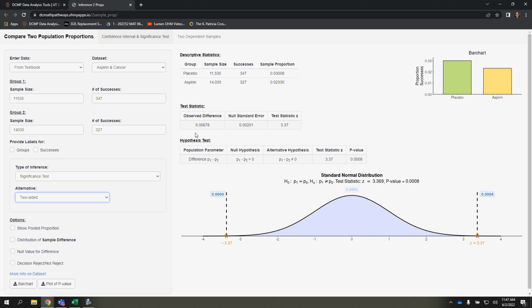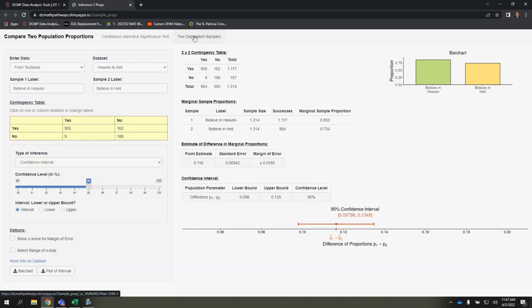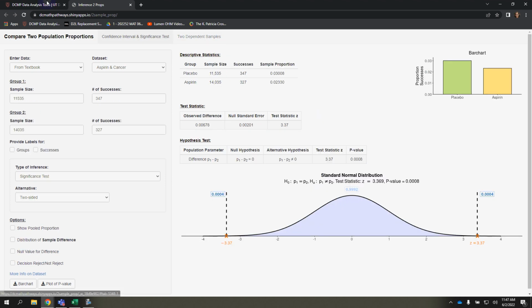If you're dealing with dependent samples, you can select this up here. So that would be if you're dealing with something that one thing was dependent on the other. So you see this a lot with before and after. So like if you were measuring if someone's beliefs have changed from before a certain event to after a certain event, then this is where you would be looking at dependent samples.